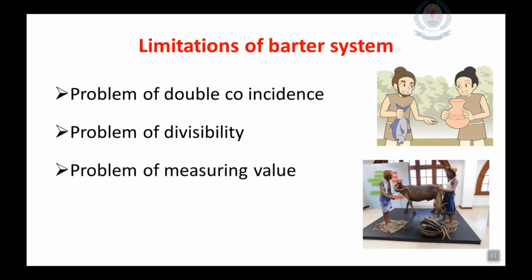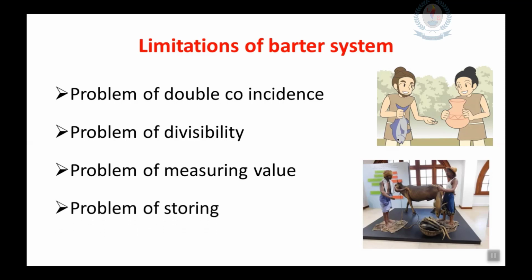The next one, the problem of measuring value. In the barter system, they did not use money. The quantity of an article may be exchanged for another. Then there was a problem. How can they measure, for instance, rice against a cow?